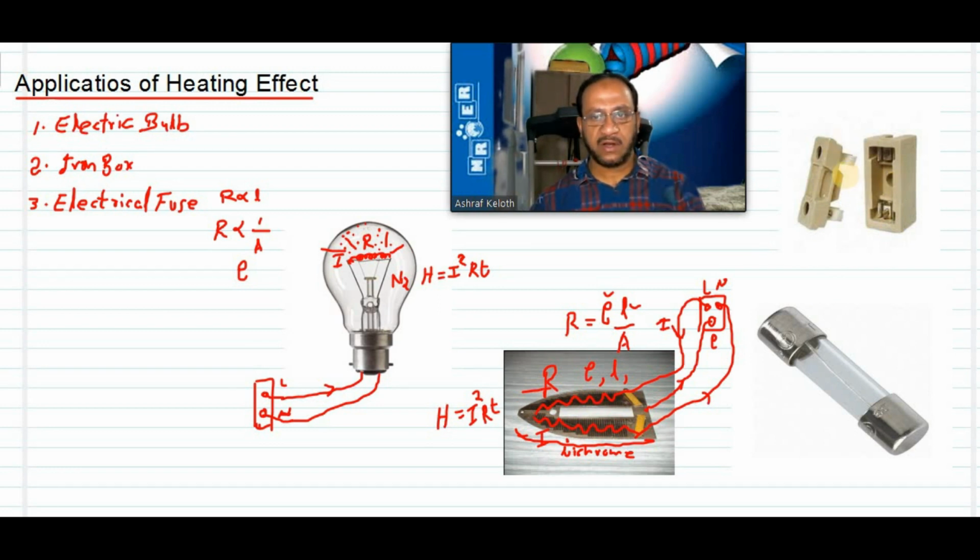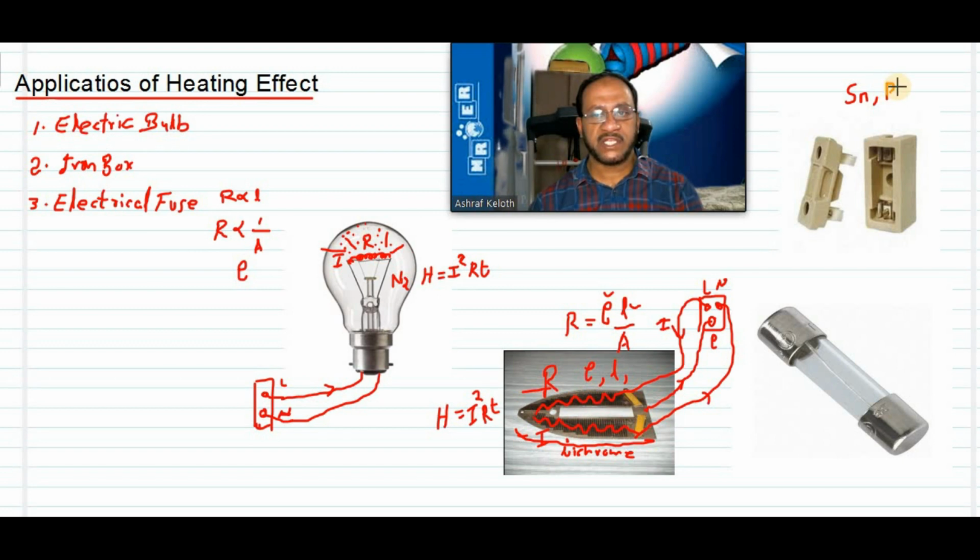Nowadays, in buildings, we are not using this electrical fuse. Instead of this electrical fuse, we are using what is called a circuit breaker. Now what is the use of a fuse actually? An electrical fuse wire is an alloy made up of tin and lead.